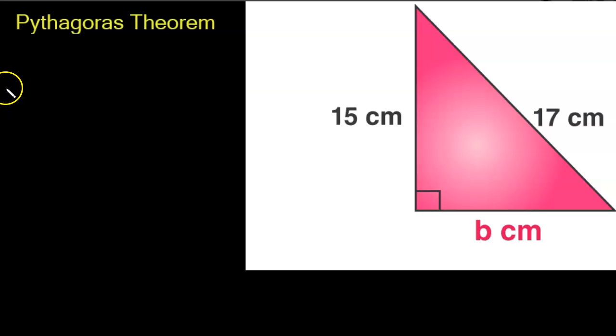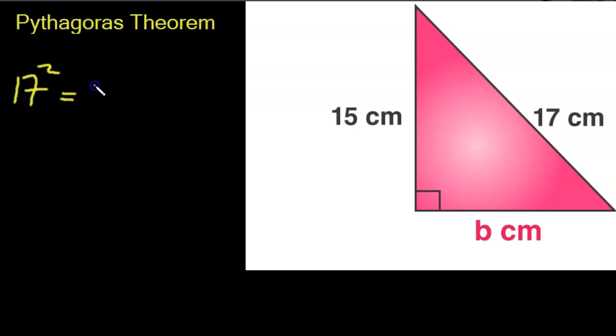Now, what does the theorem say? The hypotenuse side square. What's the hypotenuse side? The side that is opposite to the right angle, which is 17. And by the way, it's always the longest side of the triangle. So the hypotenuse side square, which is 17, is equal to the sum of the squares of the other two sides.